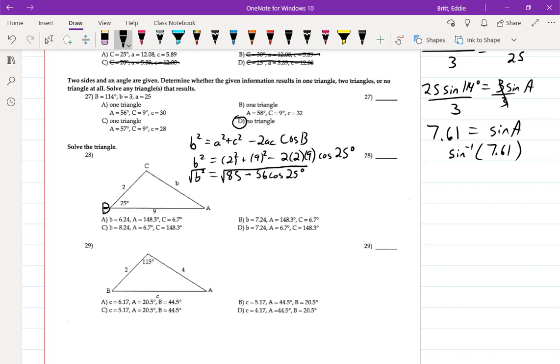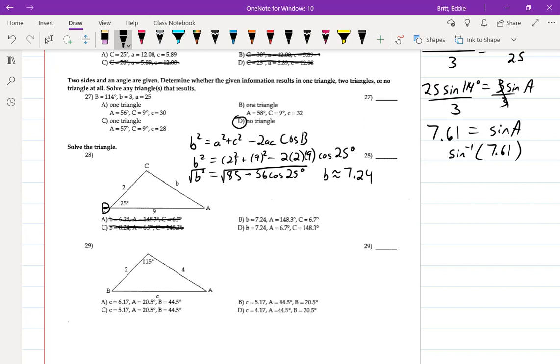All right, and when you do that, remember we use cosine, not sine. These are all rounded to 2 places, so I get side B is about 7.24. So I would look down here, and any of them that doesn't have side B equals 7.24, I'd go ahead and mark out. So this one is 6.24, this one is 8.24, so we know it's not one of those.